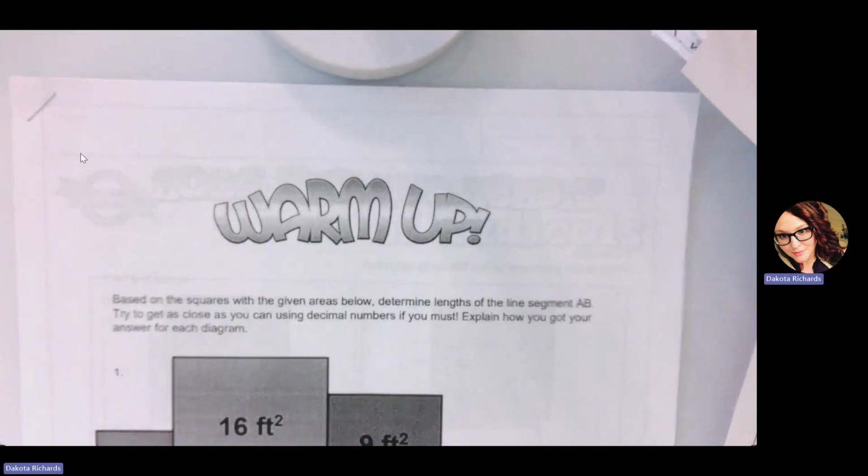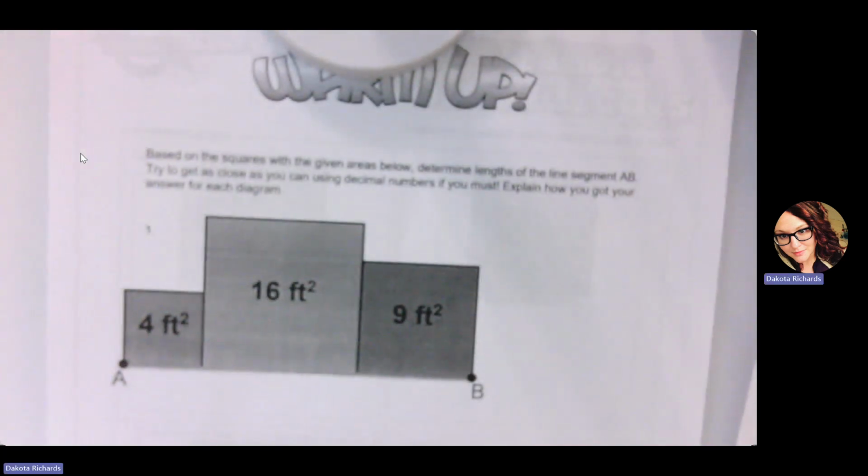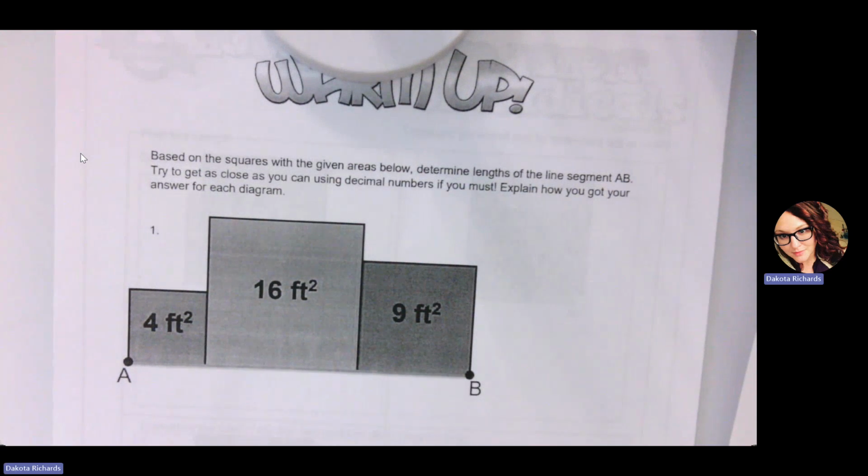All right, so the directions say, based on the squares with the given areas below, determine the length of the line segment AB. Try to get as close as you can using decimal numbers if you must. Explain how you got your answer for each diagram.